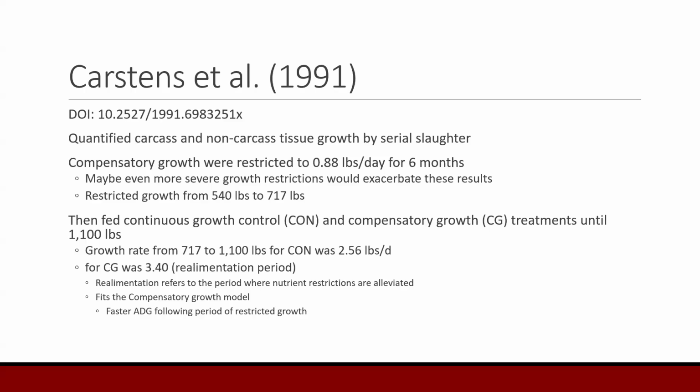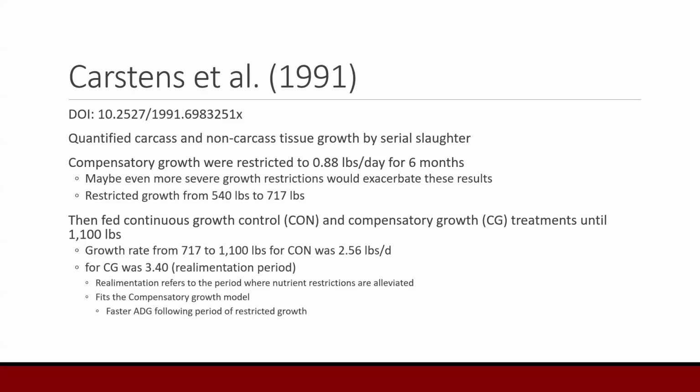Okay. During that period where they were not restricting growth from 717 pounds to 1,100 pounds, the control gained 2.56 pounds per day. Okay. The compensatory growth guys gained 3.4. And so when you have animals that go through a period of malnutrition and then that malnutrition gets alleviated, that's called realimentation. Okay. So realimentation refers to the period where nutrient restrictions are alleviated.